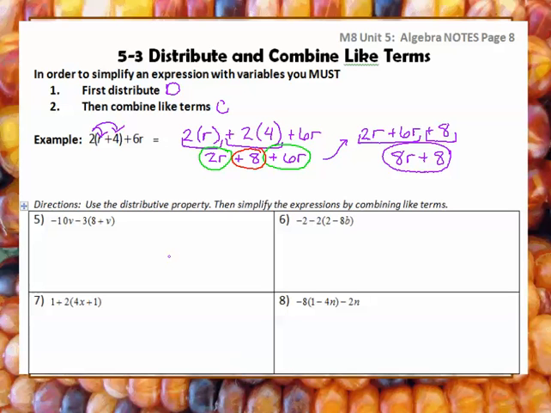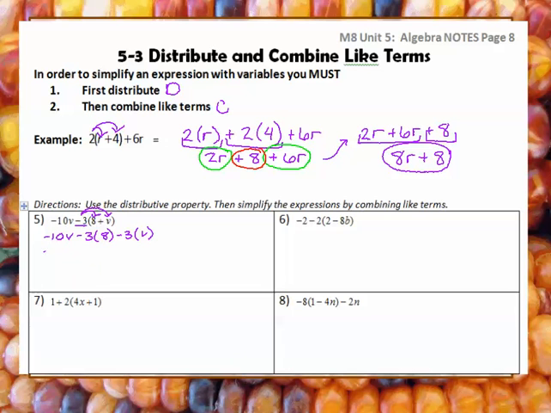Directions: use the distributive property, then simplify the expressions by combining like terms. Always DC. So I'm looking for the distributive property. Do I have any distributive property? Well, I have a number here, this negative 3 times the 8 and the v. So this is my distributive property right here. So I'm going to rewrite this as negative 10v, and then I'm going to put negative 3 times 8 and negative 3 times positive v.